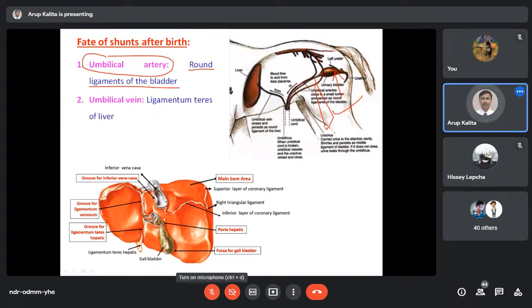Now what will happen to the umbilical vein? The umbilical vein in the adult will remain as the ligamentum teres of the liver. You see, this is the liver. And this is the gallbladder. Now this is the ligamentum teres. And it will remain in the liver like this in the adult. That is actually the umbilical vein in the fetus time. But after birth, it will remain as the ligamentum teres of the liver. Remember, okay? It may come in the exam.